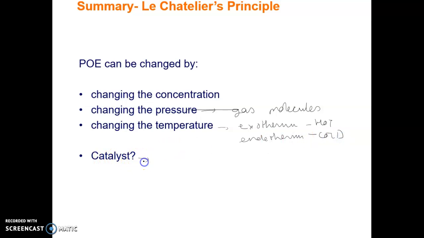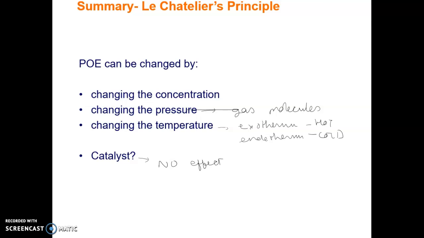If you're using a catalyst, will you be able to change the position of equilibrium? The answer is no. So a catalyst has no effect. And what does a catalyst do? It only increases the rate of reaction so that the equilibrium is established faster. So this is in a nutshell what we've covered in this video and in the previous video.